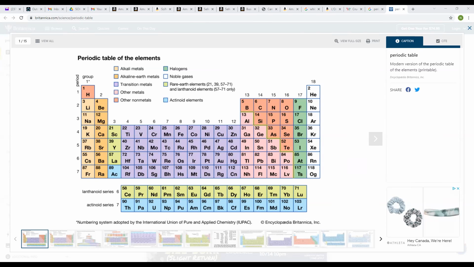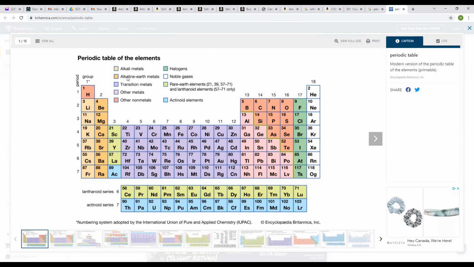So then we have group 1. What do we call group 1? Group 1 are the alkali metals. Right here, you can see this is referred to as the nonmetals, and also they are the alkali metals. So this one is a nonmetal, but the rest are here. These are called alkali metals.